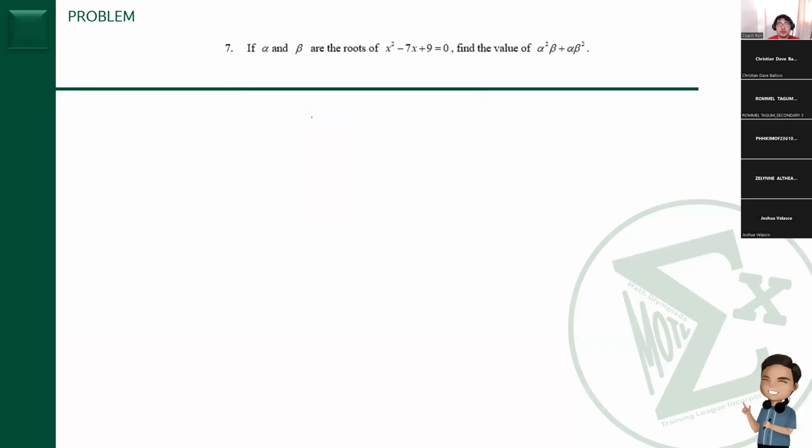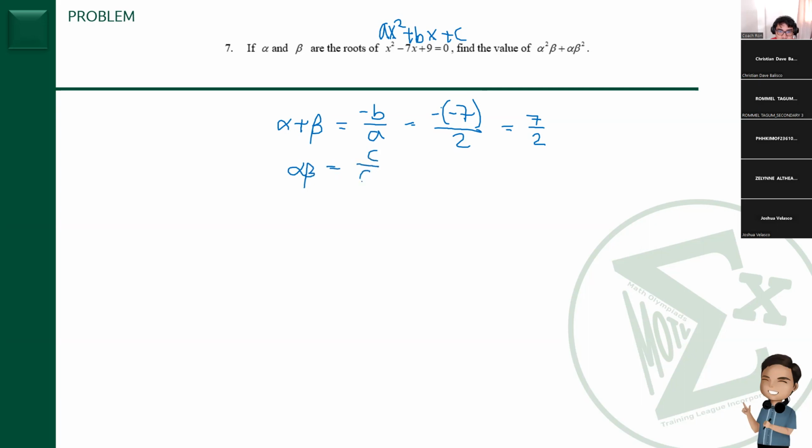If alpha and beta are roots, I think we dealt with a similar one in our VTABs. The sum of roots, alpha plus beta, is negative b over a, if we have ax squared plus bx plus c. Negative b over a is going to be negative of negative 7 over 2, so alpha plus beta is 7/2. How about alpha beta? Alpha beta is c over a, or 9/2. So we have our value 7/2 for alpha plus beta, and alpha beta is 9/2.